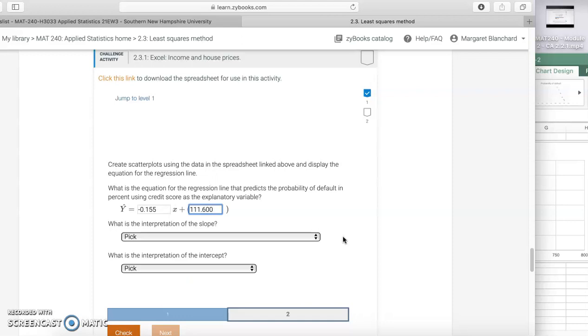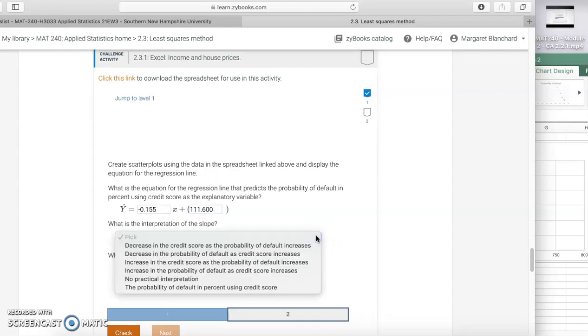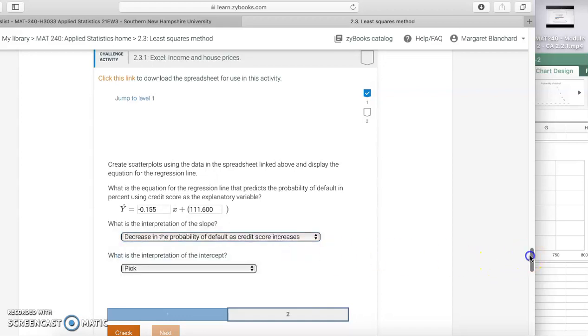And what is the interpretation of the slope? So remember, our x variable in this case is FICO score. Our y variable is the probability of default as a percentage. And I hate that terminology, but I understand what they're getting at. Since we have a negative slope, we know we're looking at a decrease. Remember that slope tells us the decrease of the y variable, the probability of default, as credit score increases. Again, your slope tells you the increase or decrease in your y variable for every unit increase in x.